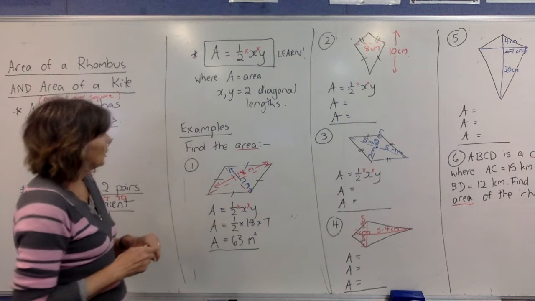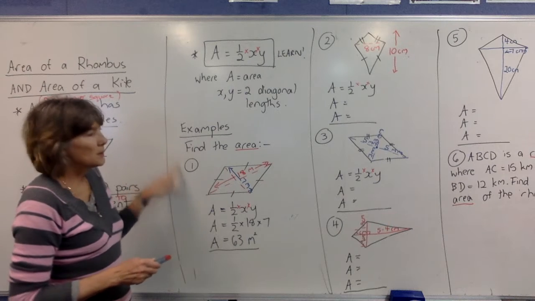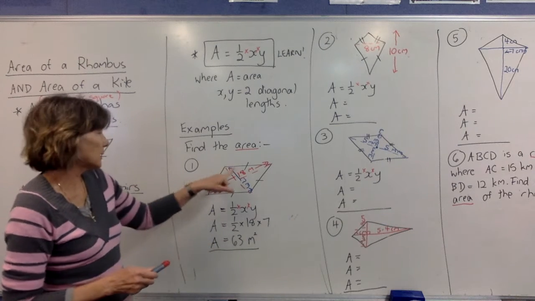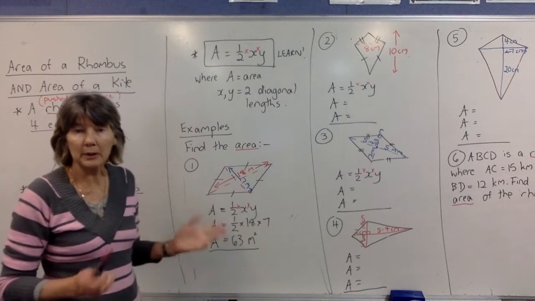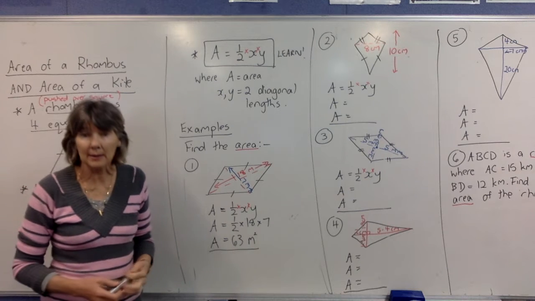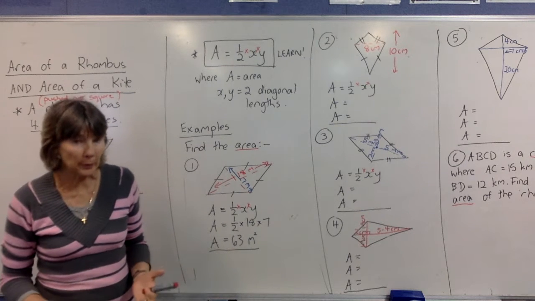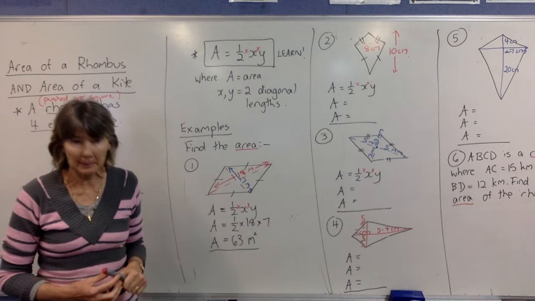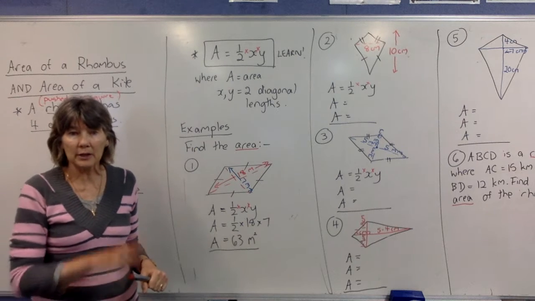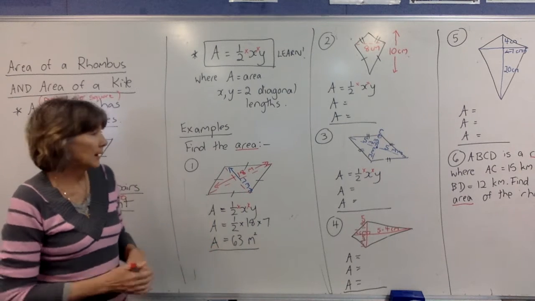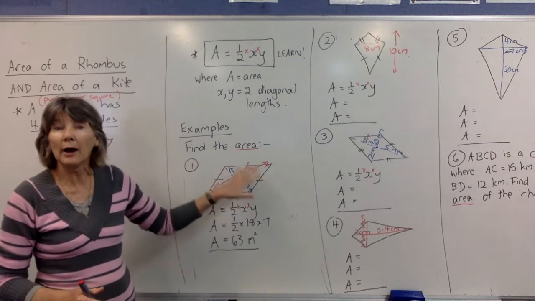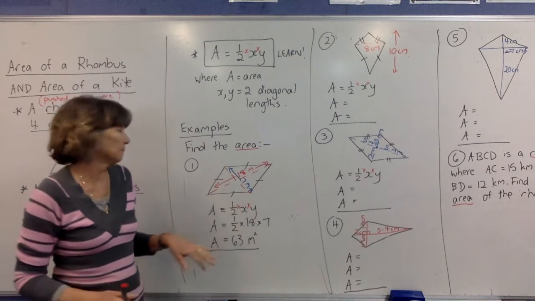Okay? So, we're going to have a look at some examples here. And it says find the area, so make sure you underline it, because when you do your formative task, some of them will say find the perimeter, and you don't want to get them mixed up. Perimeter is around the outside, add up all your sides. Area is the space inside, and they all have their own formula.